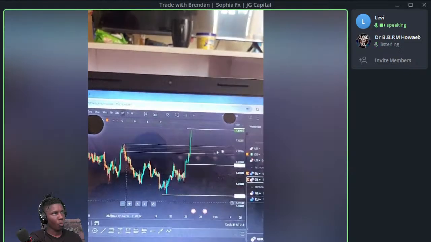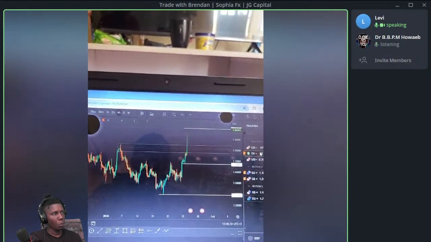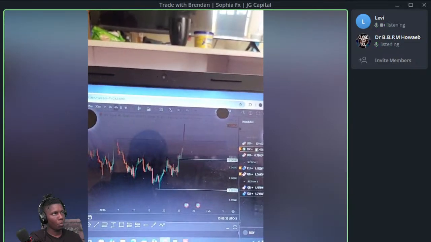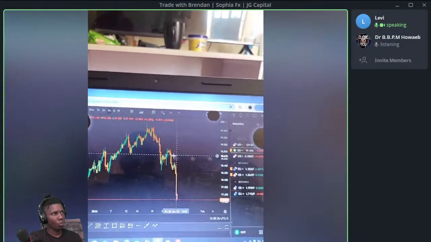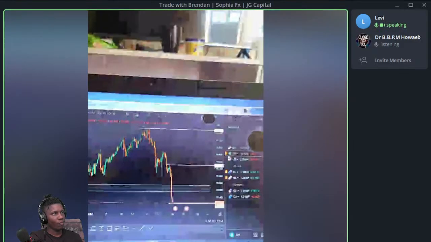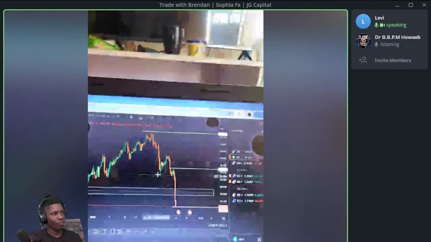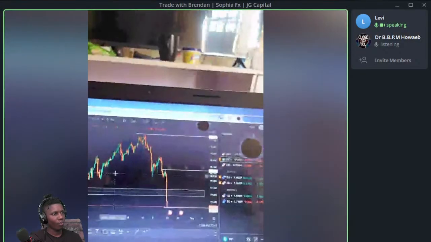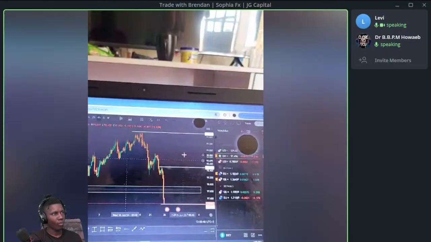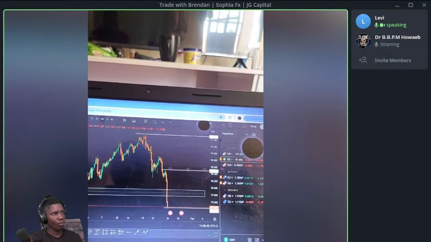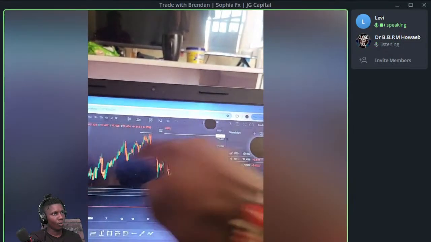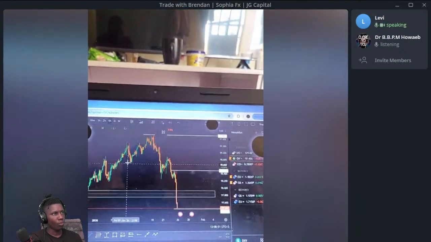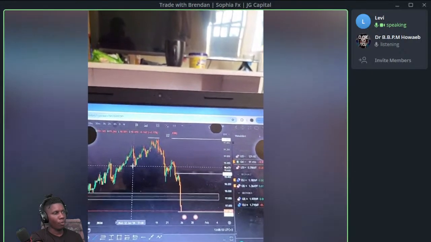Like now, for example, last week, very unfortunately I did not take this trade for this DXY. We had a very good push up. Then we had a change of character here at this zone.